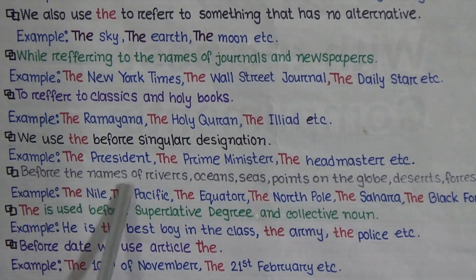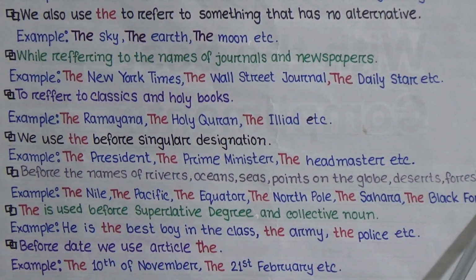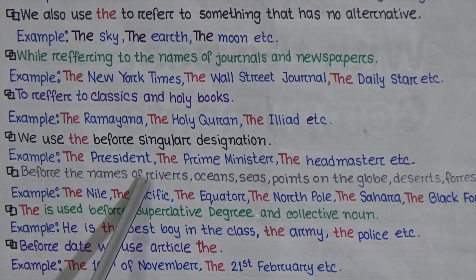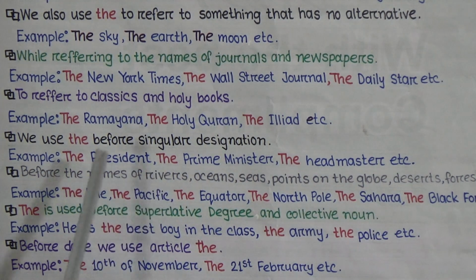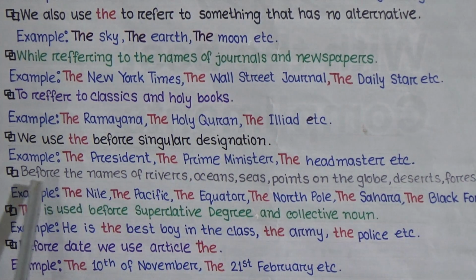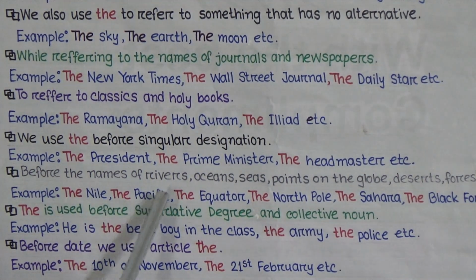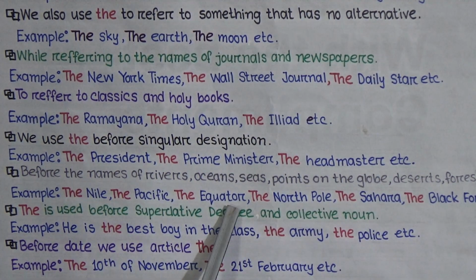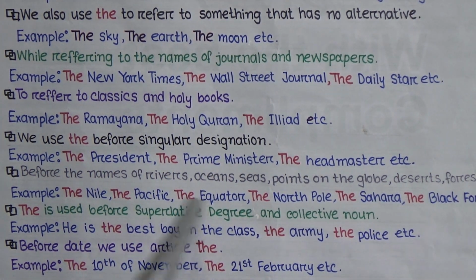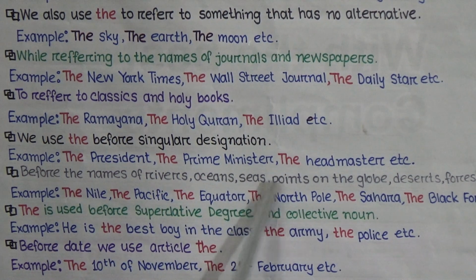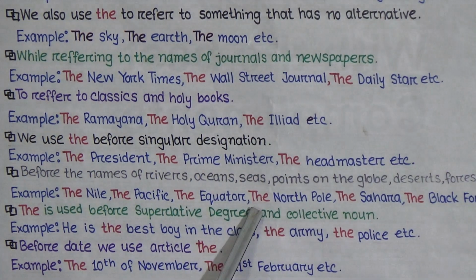Next rule, before the names of rivers, oceans, seas, points on the globe, deserts, forests, etc. If we find such words in our daily life or in our reading or writing, we can use the before these words. For example, the Nile is a name of a river. The Pacific, this is an ocean. The equator, the North Pole, the Sahara, the Black Forest, etc. So if we find such names of rivers, oceans, seas, points on the globe, deserts, or forests, we have to use the before these words.